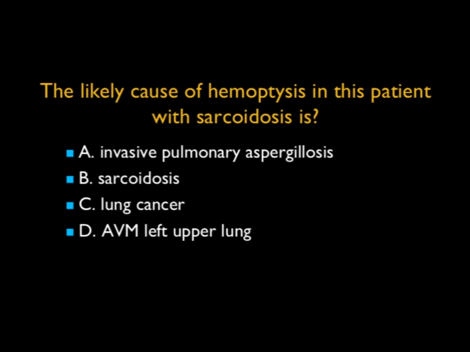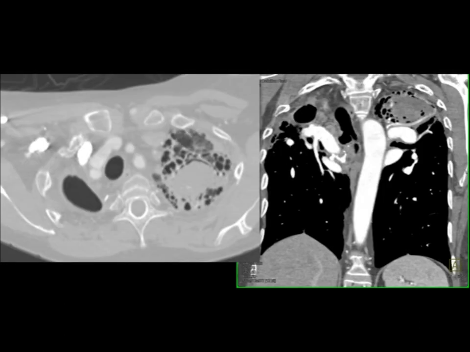This is an interesting case. This patient had known sarcoid and now had hemoptysis. We do a CT. You can see that the hila are elevated. There's lots of inflammatory changes in the apex. But when you look at the left apex, you see what looks like a mass. And when you look at the coronal view, you see large vessels around the mass. You see air bubbles. You see inflammation.